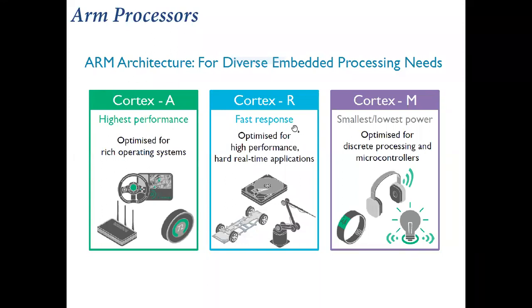We can see the color difference, right? One is A, R or M, based on the application. If it is Cortex A, it is used for the highest performance, mostly for operating systems. Wherever we use operating systems, all our computer systems use this Cortex A. When you go for Cortex R, this is used for fast response. What do you mean by response? When I ask you one thing, how fast are you going to reply to me, right? That is like when you go for real-time applications, like an industrial one.